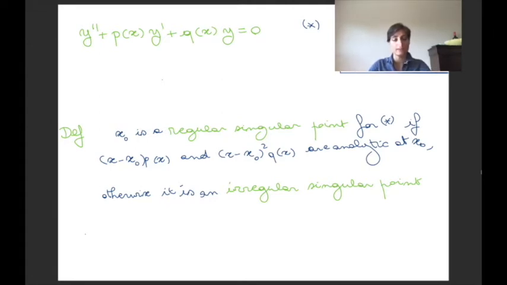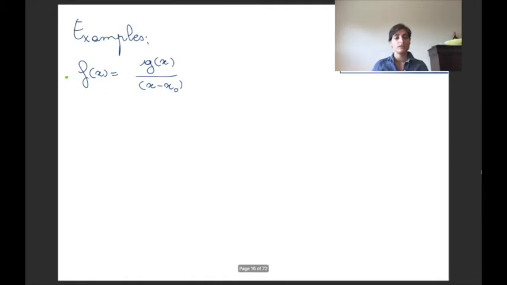And x0 is a regular singular point if (x minus x0) times p(x) is analytic at x0, and (x minus x0) squared times q(x) is analytic at x0. If this is not satisfied, then x0 is an irregular singular point, and we are not going to talk about them at all. So why does multiplying by things work?